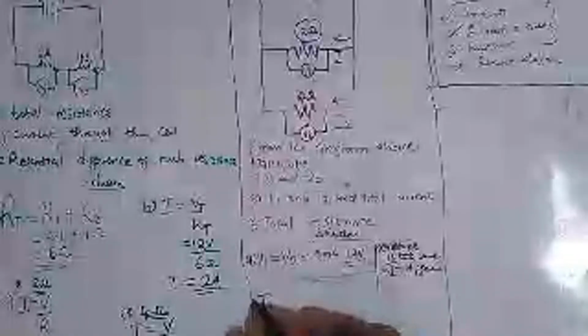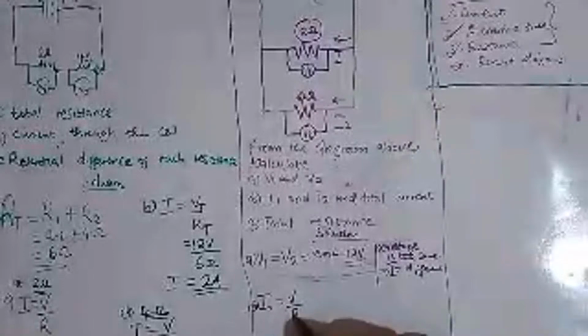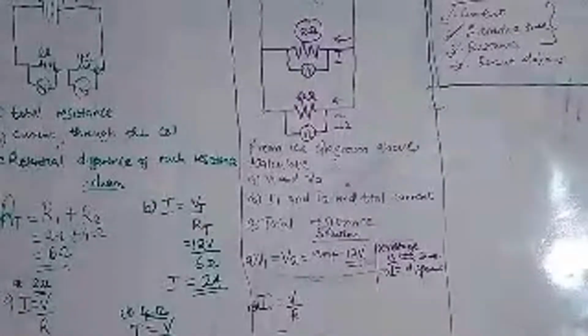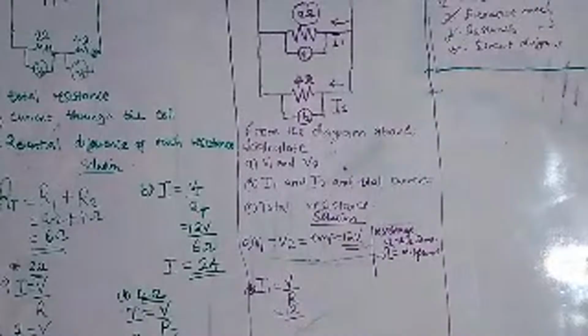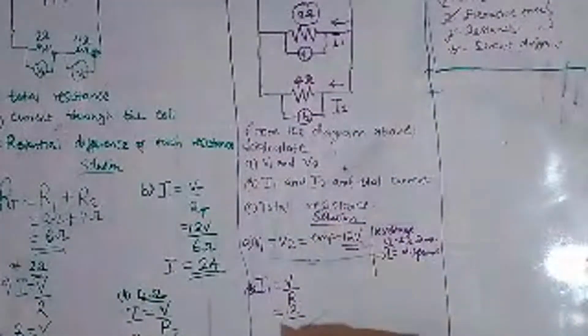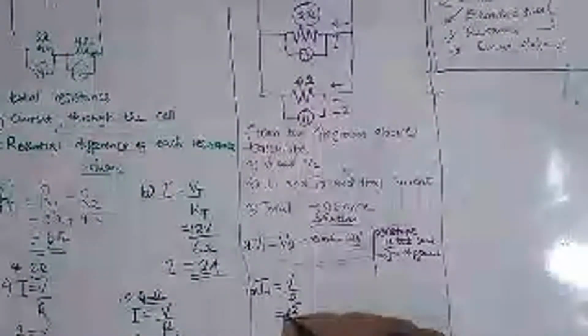So you say, what is the formula for current? Our first current is equal to the voltage divided by the resistance. What is our voltage? We say the voltage is the same, so the voltage is 12. What is our first resistance? Our first resistance is 2 ohms.